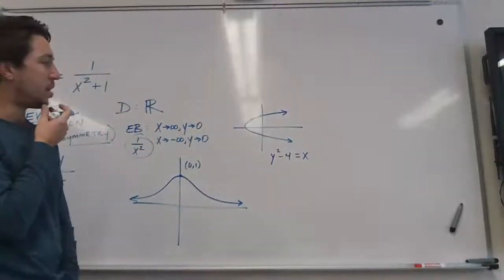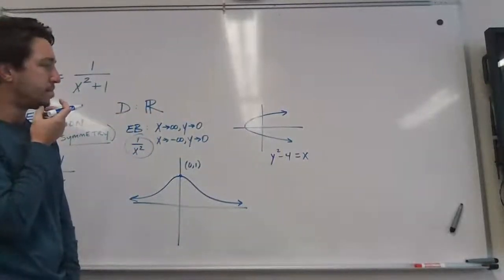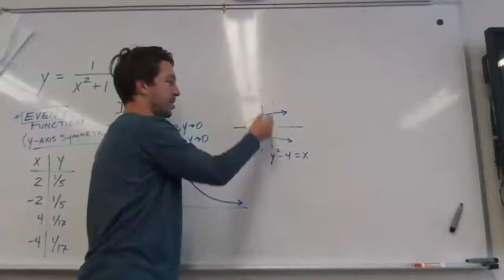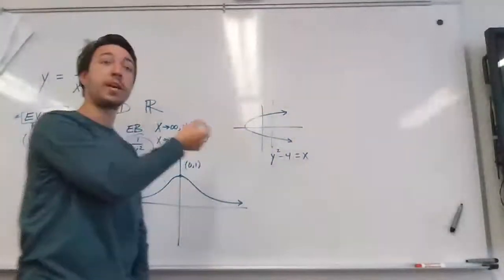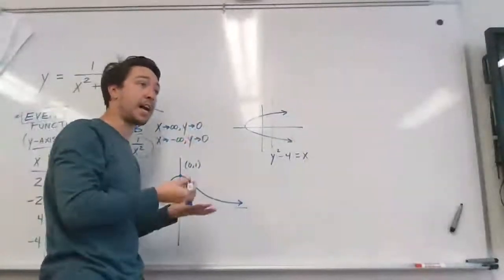Anyway, yeah, not a function. Fails the vertical line test. That would be x-axis symmetry, though. So you can have a collection of points on a graph that have x-axis symmetry.